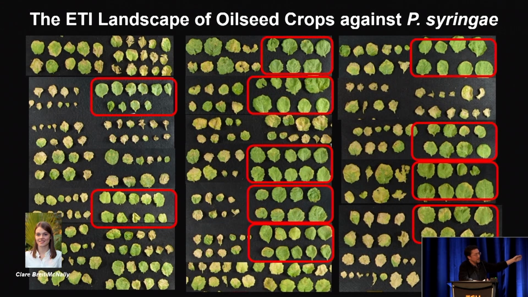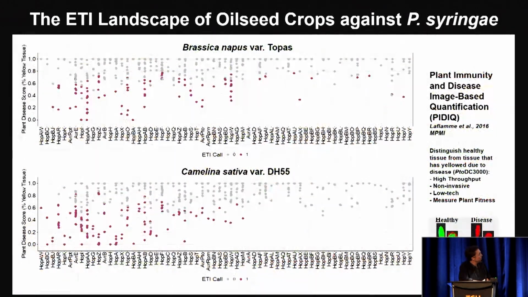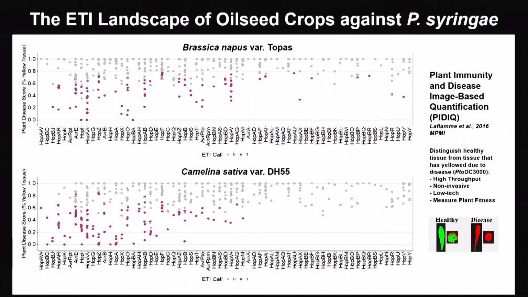And you can see I've highlighted in red boxes here things that would look like an immune response qualitatively. We could quantify this again with our software that monitors for yellow versus green pixels. And all these red dots would be something that are significantly reducing the disease symptoms when the immune elicitor, an effector, is present in the Pseudomonas syringae strain. So again, this is all done using Pseudomonas syringae, infecting on the top here, canola, on the bottom, Camelina.